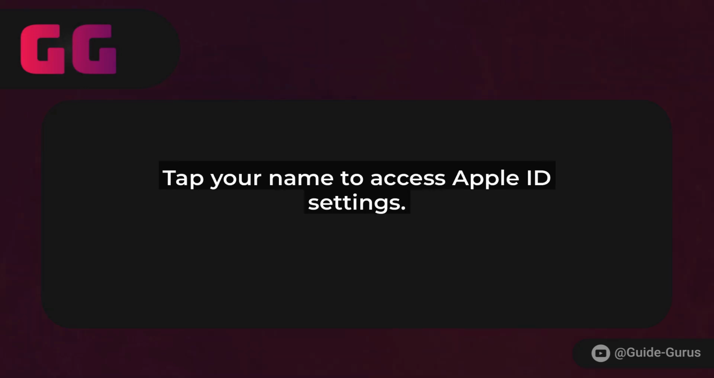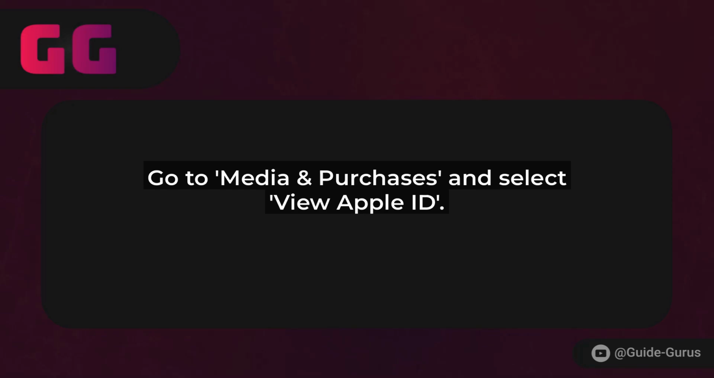Start by opening the Settings app on your iPhone or iPad. It's that gray gear icon on your home screen. Tap it to begin. Next, tap on your name at the top of the Settings menu. This is your Apple ID profile. Once you're in, scroll down and select Media and Purchases or iTunes and App Store, depending on your device.